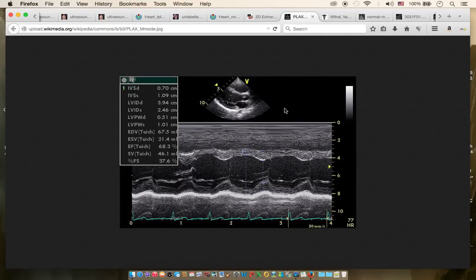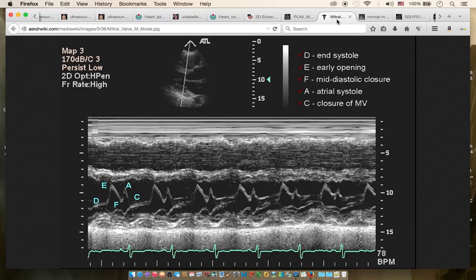Okay. Now the mitral valve. If I want to cut here in the mitral valve, this is the M-mode of the mitral valve. Now this is the interventricular septum, and this is the mitral valve. This is the anterior leaflet of the mitral valve, and this is the posterior leaflet of the mitral valve. And here the valves open. This is during diastole.